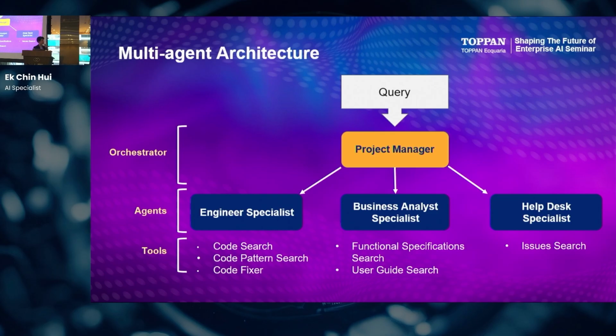We have 3 specialist agents in this system. The engineer specialist, which is in charge of the code. So it has tools like code search, code pattern search, and code fixer. And we have the business analyst specialist, which handles documentation, searching through the functional specs and the user guides to understand the intended behavior of the system and identify mismatches.